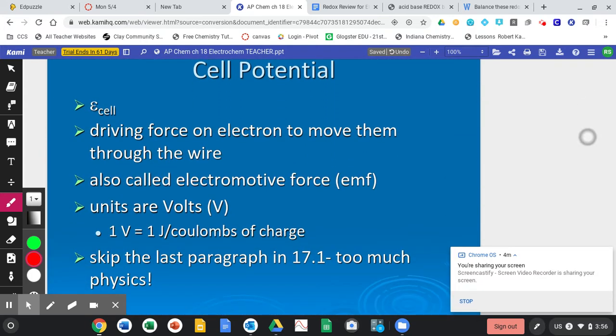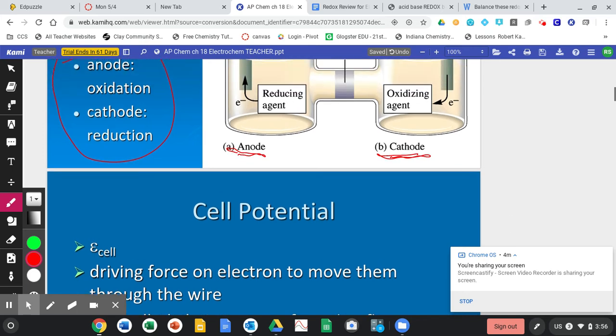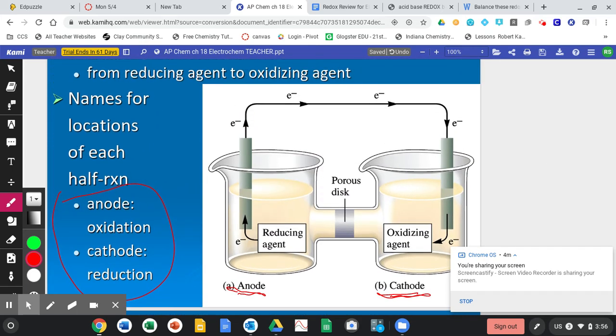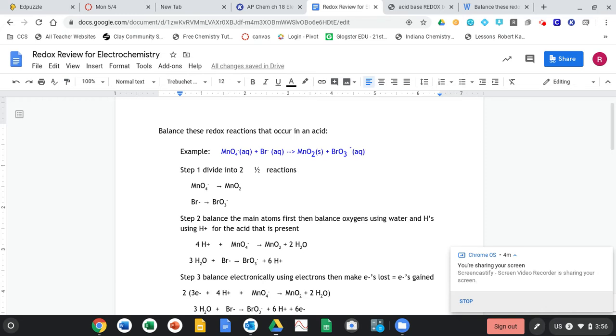And then that's as far as we're going today in the notes. Now what I want to do is flip to your reaction sheet, and I want to walk you through one.